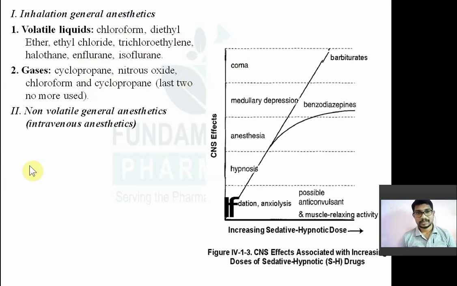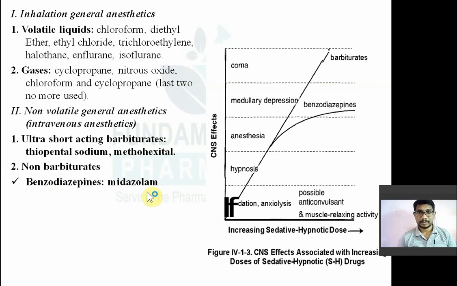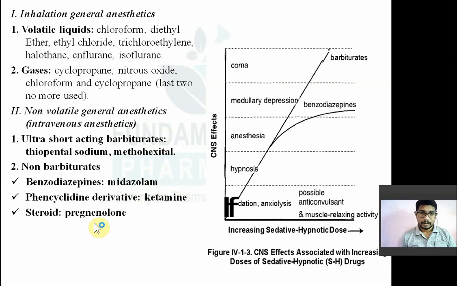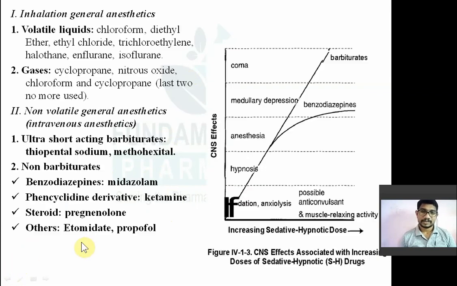Non-volatile general anesthetics are known as intravenous anesthetics. You have ultra short acting barbiturates like thiopentone sodium and methohexitone. Then non-barbiturates like benzodiazepines, such as midazolam, lorazepam, diazepam. Phencyclidine derivatives like ketamine, or opioid drugs, or a steroidal drug like pregnenolone. Other drugs are etomidate and propofol. There are numerous classifications, and the classification is different in different groups.